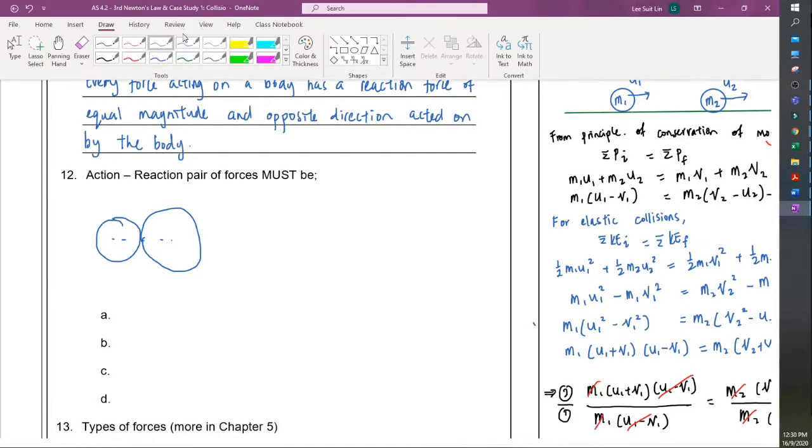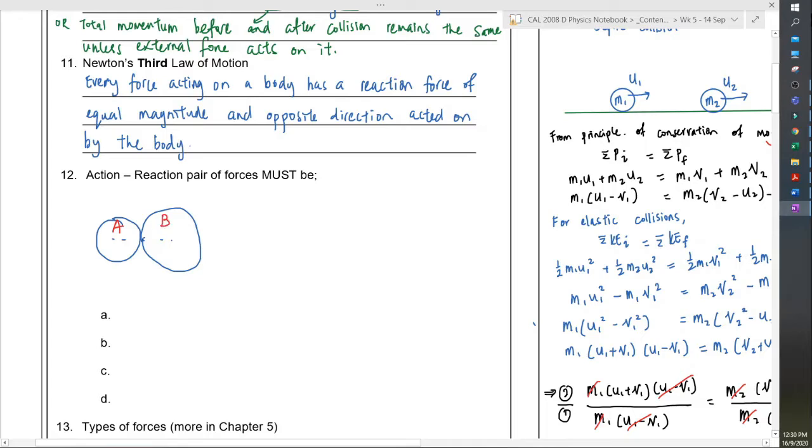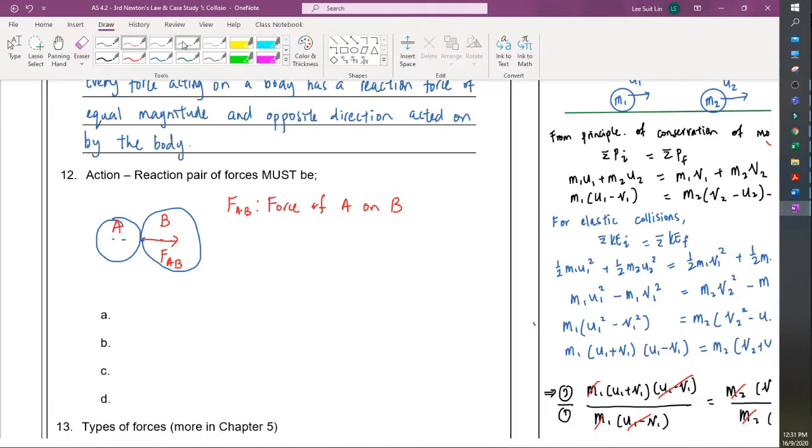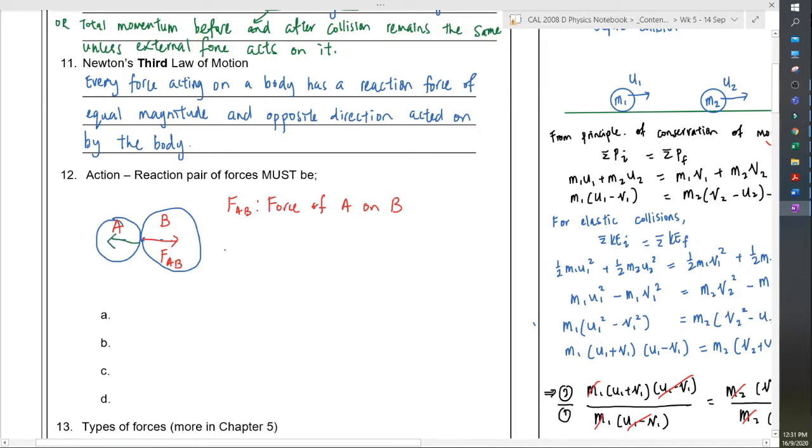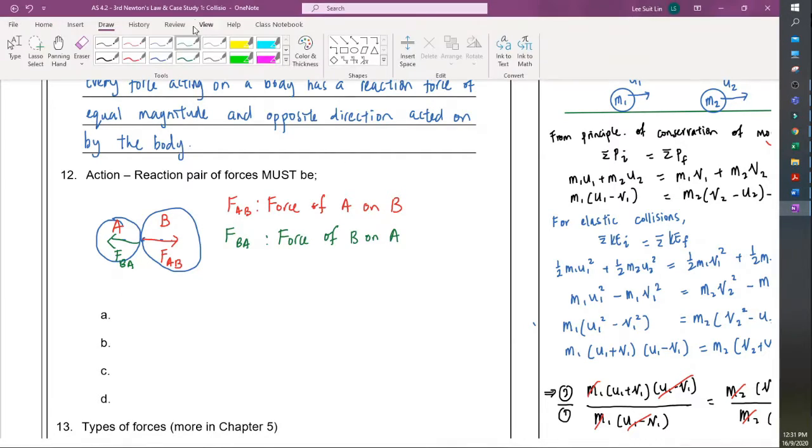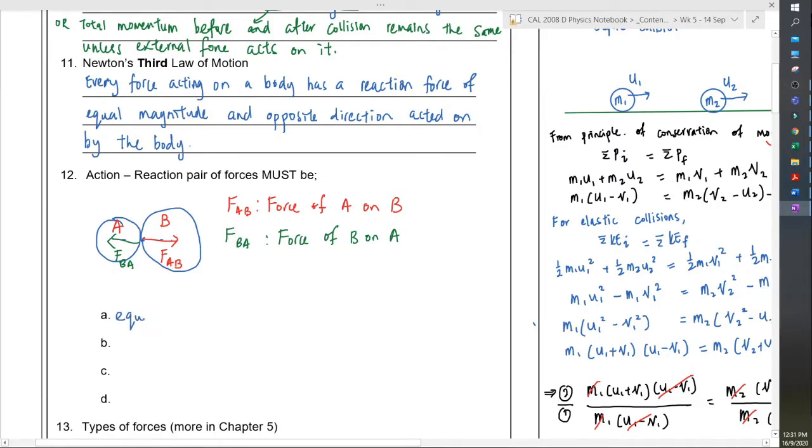What I mean by that is, let's say we go back to your balls, two balls, and now we call them A and B. So if there's a force of A on B, then there will be another force of A by B, or B on A. This is a language situation. So these are the four properties. It must be of equal magnitude, opposite direction, and it also must act on different bodies.